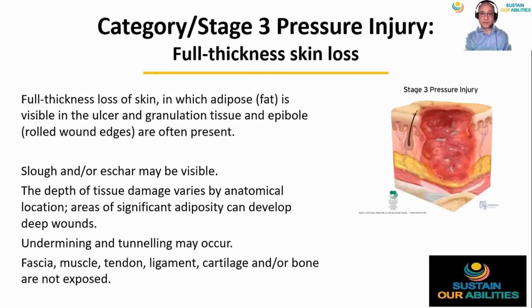Category or stage 3: a full-thickness skin loss in which adipose is visible in the ulcer. Granulation tissue and epibole, the rolled wound edges, are often present. Slough and/or eschar may be visible. The depth of tissue damage varies by anatomical location. Areas of significant adiposity can develop deep wounds. Undermining and tunneling may occur. Fascia, muscle, tendon, ligament, cartilage, and/or bone are not exposed.